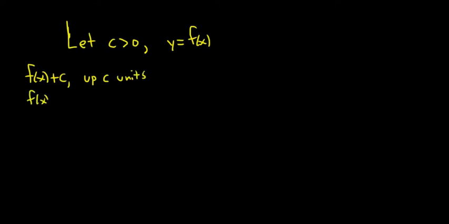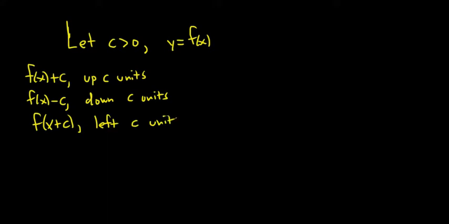Then we have f of x minus c. This one's down c units. And then f of x plus c, so we're adding c to the x. You think it's right, but no, it's backwards. It's left c units. And then the last one we're going to look at for now is x minus c. So this is right c units.